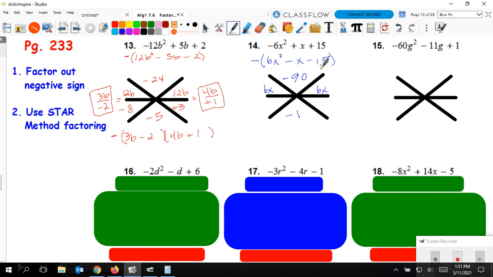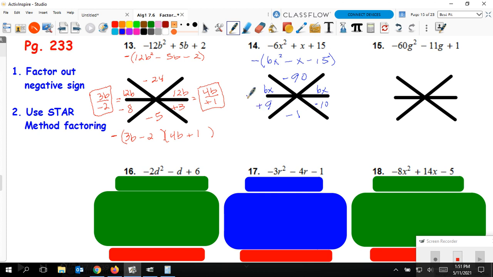But what about 9 and 10? 9 times 10. That's easy to think about. 9 times 10 is 90. 10 minus 9 is going to give us the 1. We're different signs. The bigger number is 10, so 10 is going to get the sign of the 1 there, negative, which means 9 is positive.